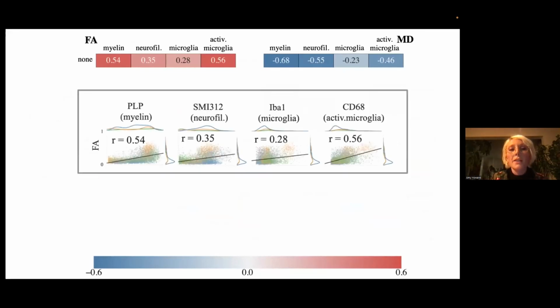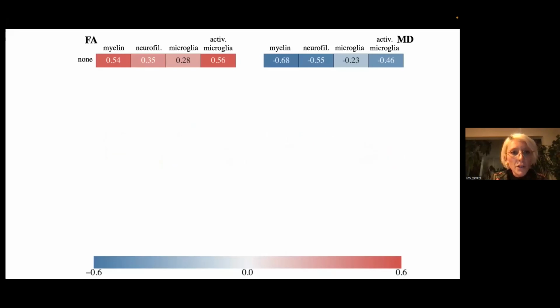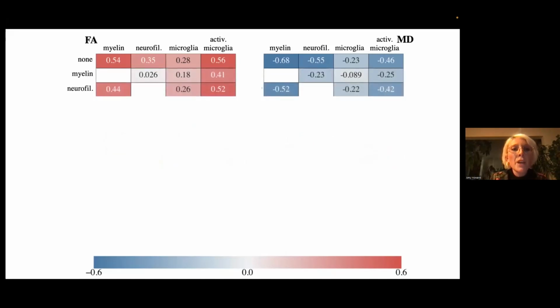And the top line is just the simple correlation coefficient that we saw previously. Let's see how the correlation coefficient changes now as we account for both myelin and neurofilaments. If we zoom in on this green box here, we can see that originally we have a strong correlation between myelin and FA, which when we account for neurofilaments doesn't change so much. To start with, we have a strong correlation between FA and neurofilaments, which when we co-localize for myelin basically vanishes to 0.